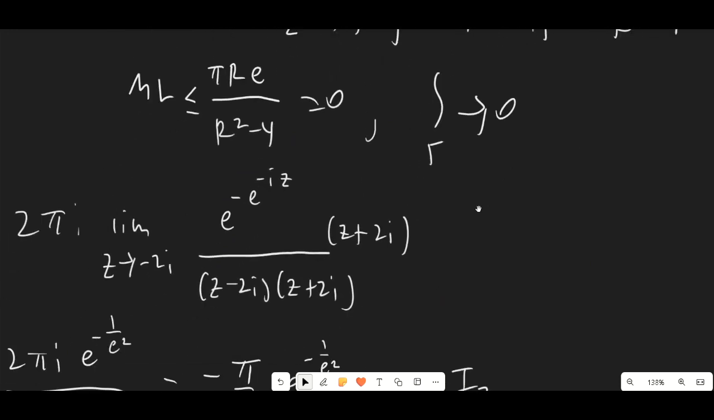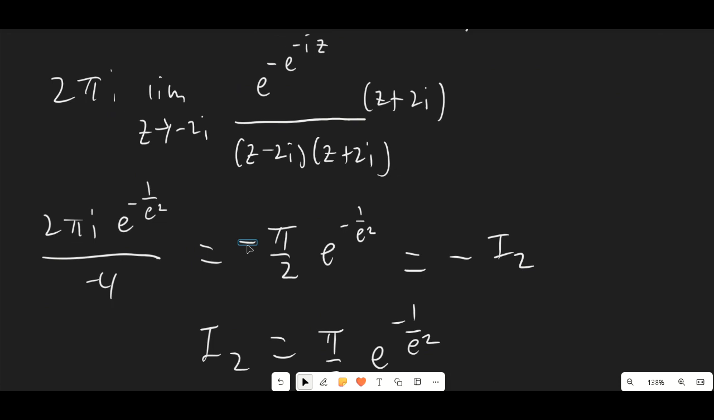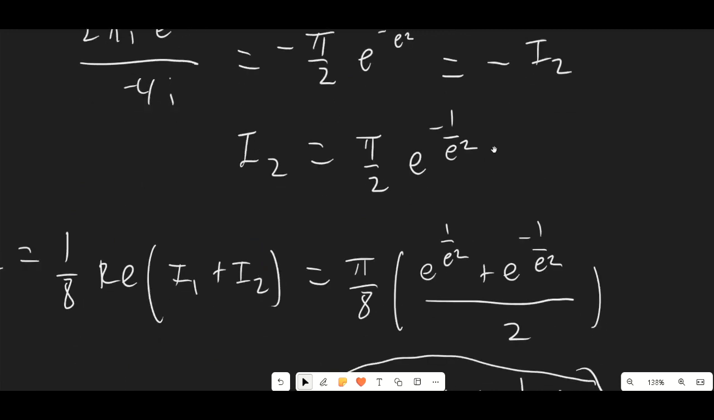z equals negative 2I. So we go ahead and calculate that residue, again, very straightforward, and we get that the residue is equal to negative pi over 2 e to the negative 1 over e squared, once we multiply by 2 pi I, of course. Oh, I just realized I have another mistake down here. This should say negative 4 I. And so this is equal to negative I2, and so when we solve for I2, we get that I2 is equal to pi over 2 times e to the negative 1 over e squared.